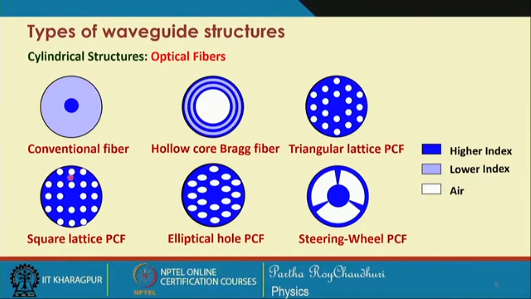Then you have the square lattice photonic crystal fiber, and you have this waveguide fiber made up of elliptical air holes running along the length of the optical fiber. There are a variety of optical fibers of this kind which are in general called microstructured optical fibers. You have a star wheel type where most of the cladding region is air, and only a stranded silica core is suspended inside the fiber. So, there are a variety of optical waveguides.